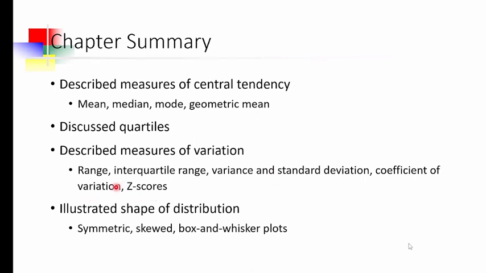Then to illustrate the shape of the distribution, one is the graphical dimension: symmetrical, skewed, and the box and whisker plots. In addition to that, the skewness coefficient and the kurtosis coefficient. Those two measures are for reference. You have to find out from the appropriate reference materials.